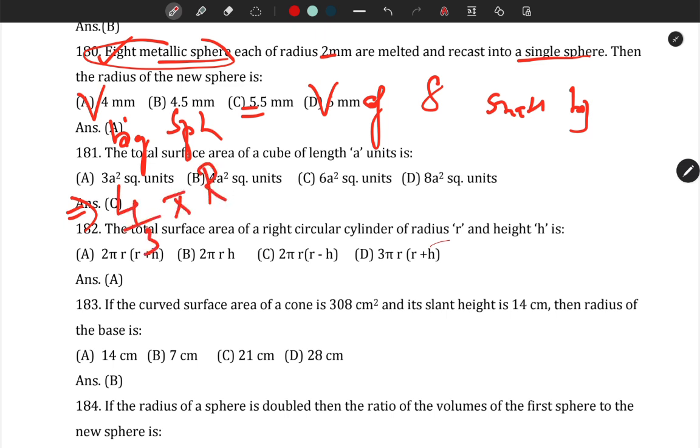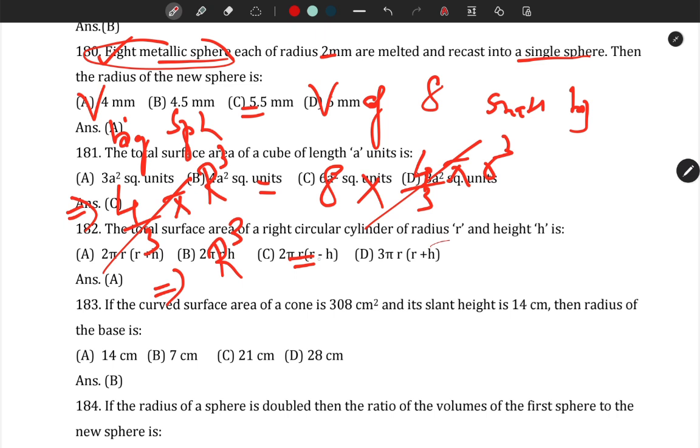Let's write capital R for the big single sphere, equal to 8 into the volume of each small sphere, 4 by 3 pi small r cube, where small r is the radius of those small spheres. Now this 4 by 3 pi from both sides will cancel, so we are left with capital R cube, the radius of the big sphere cubed, equals 8 into small r cube, and small r is given to be 2 mm, so we'll write 2 cube.